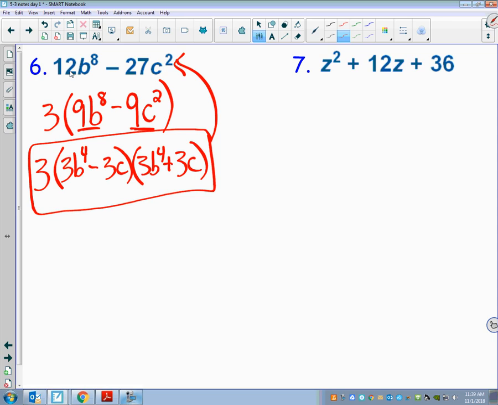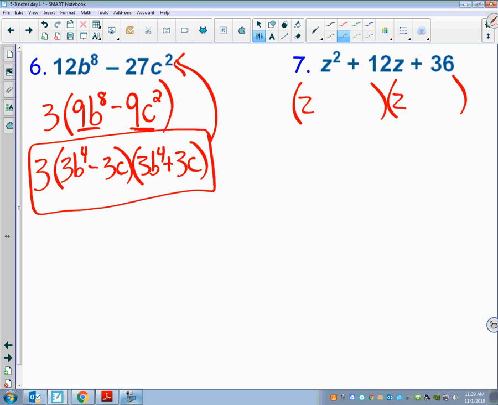Okay, what about this one? Again, today we're kind of focusing on undoing FOIL when there's nothing in front of this. The next day is when there is something in front of it. What multiplies to give me z squared? z and z. What multiplies to give me 36 that adds to give me 12?